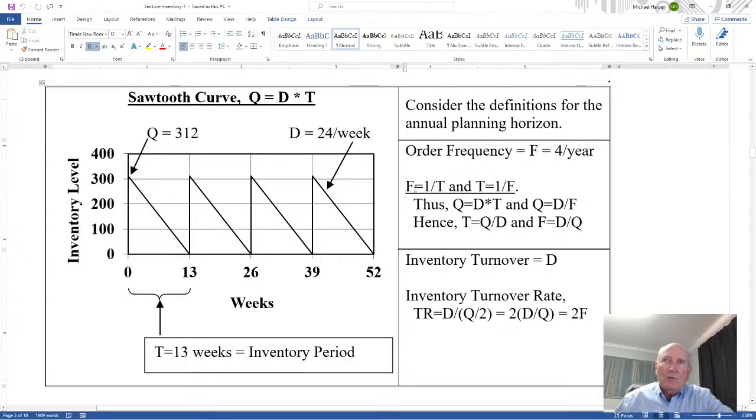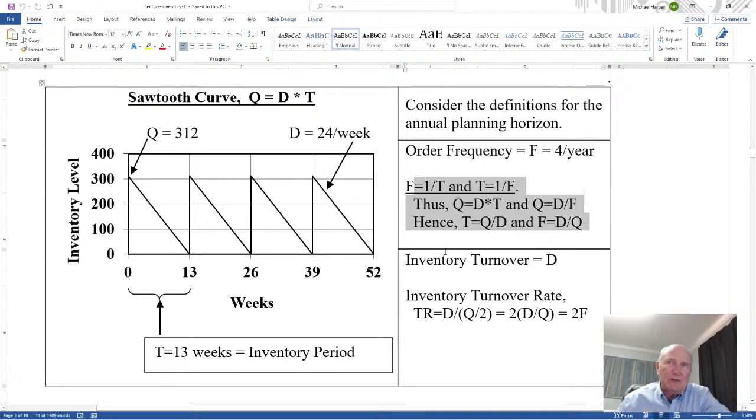Okay, but now we can take the fundamental equation, Q equals dt, use these relationships, and in place of t put 1/f, and now we have 2 different versions of the fundamental equation. Initially, I said the fundamental equation is Q equals dt. But if I say the fundamental equation is Q equals d/f, it's the same thing, because these are identities. So I can say the fundamental equation, referring to either one or both of them. Then I can solve for t and solve for f and have, again, definitions of the inventory period and order frequency. So these relationships we'll use in here.